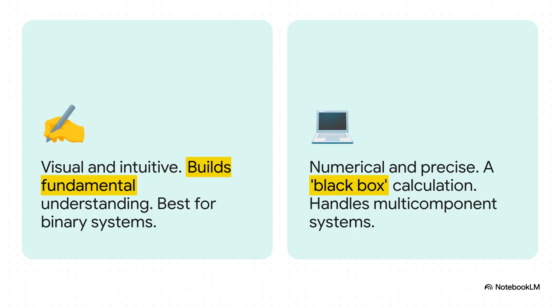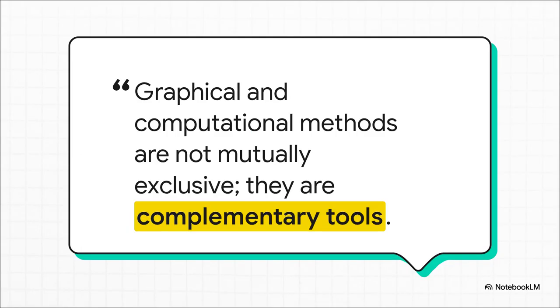Now, modern simulators, they're amazing. They give you incredible precision, they can handle dozens of components at once, but they can also feel like a black box. They spit out an answer, but you don't always see the why behind it. And that's really the best way to look at it. They're not competing tools, they're complementary. The graphical method gives you that fundamental insight, that gut feeling for how the system works. It gives you the context you need to look at the number from a complex simulation and say, yeah, that makes sense, or wait a minute, something's not right here. One tool builds your understanding, the other delivers the final precision.